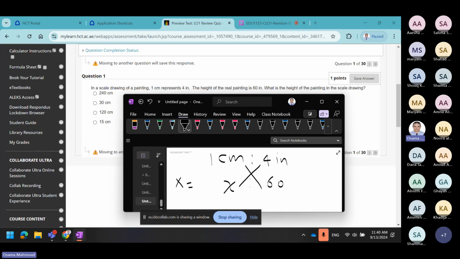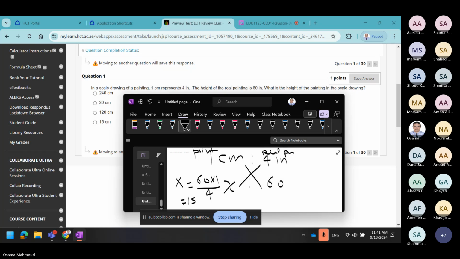So X will be 60 times 1 over 4. So it will be 15. 15 what? This is the real painting. So he's asking for the height of the painting in the scale drawing. The scale of drawing is 1 centimeter for 4 inches. This is what I have done with the delivery man, right?